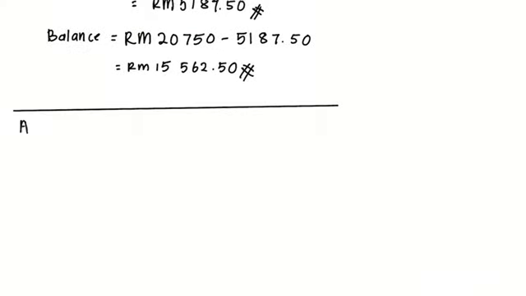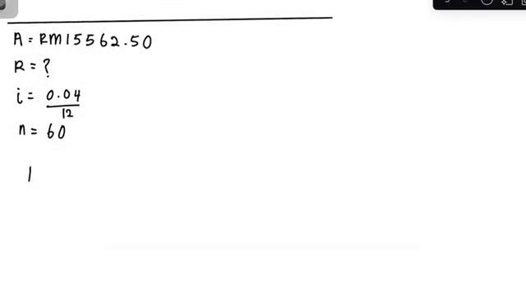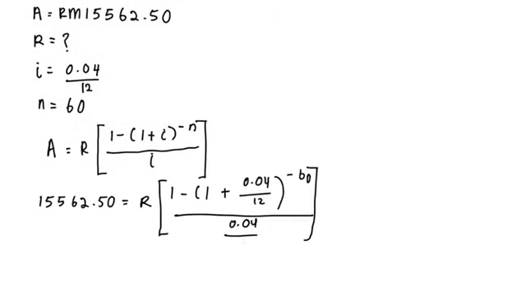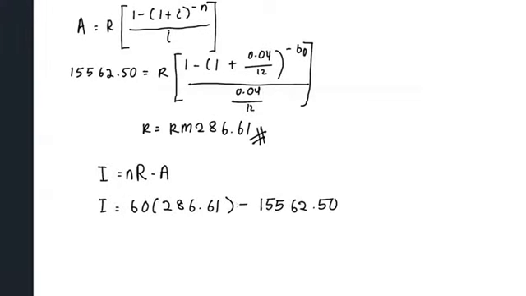So let's calculate the monthly payment. First we need to fill in all of the information given: what is R and i, we get i equals 0.04 over 12 and n equals 60. So the formula I'm going to use is A equals R times (1 minus (1 + i) to the power of negative n) over i. So the answer for R is 286.61 ringgit. And the last one, let's calculate the interest charge, which is I equals nR minus A, and this is the answer.